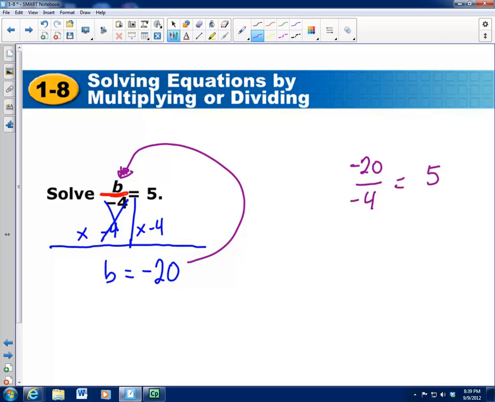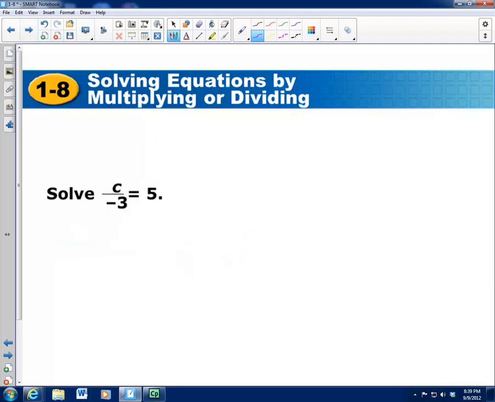That's correct. Okay? And again, this is our check over here. Don't be afraid to do that if you think that you might have the question wrong. All right, let's take a look at our next example, which again, is a division problem.